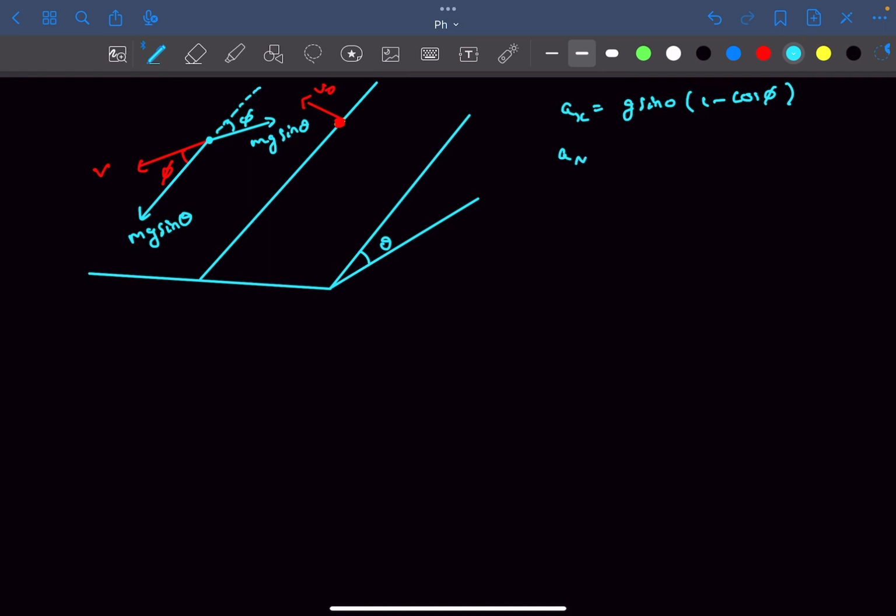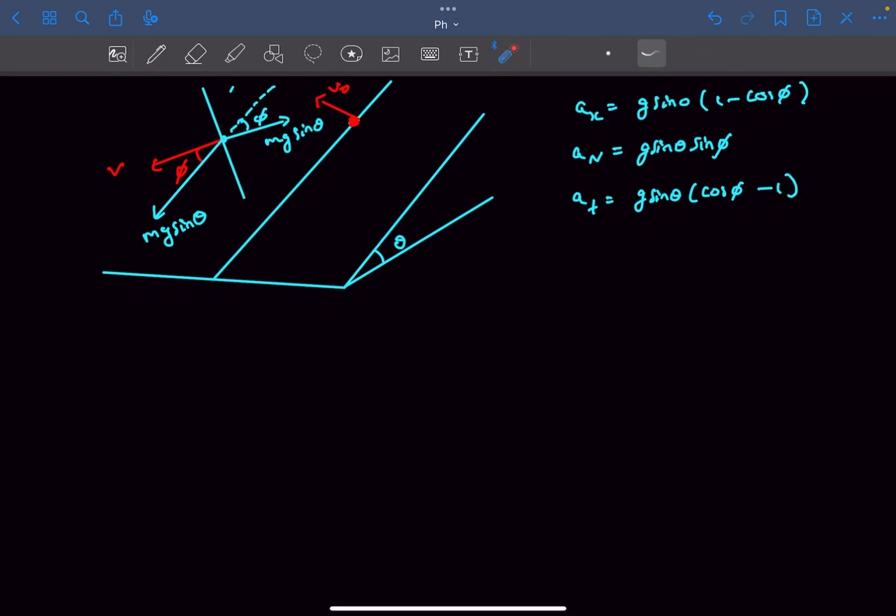The acceleration in the normal direction, which is normal to the velocity vector, is going to be g sine theta sine phi. The acceleration in the tangential direction, which is along the velocity vector, comes out to be g sine theta times cos phi minus 1. If you see, ax and a tangential are negatives of each other. So if you add both of these equations, we get ax plus a tangential equals 0. Now the problem is made super easy because we don't have to care about this phi.